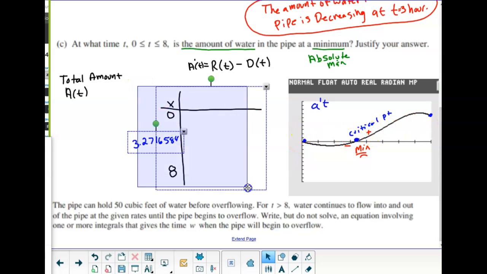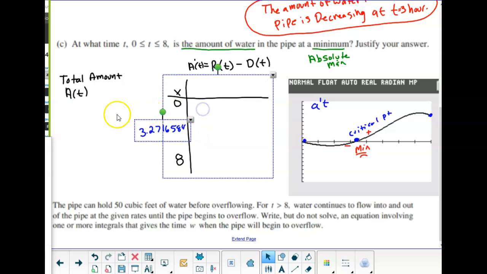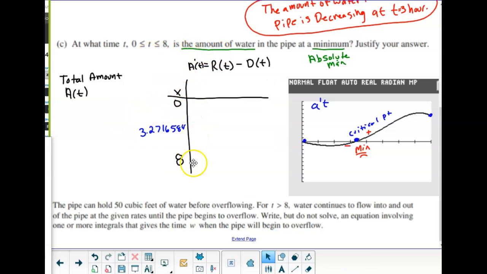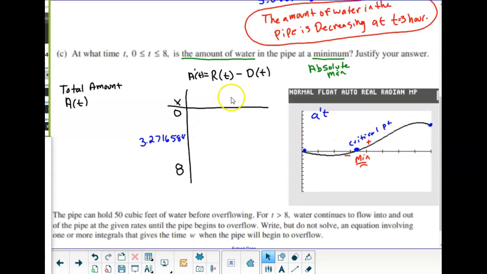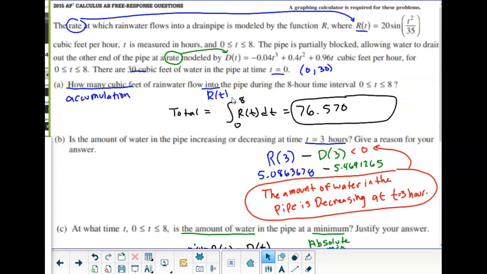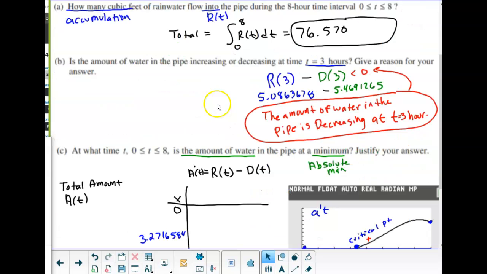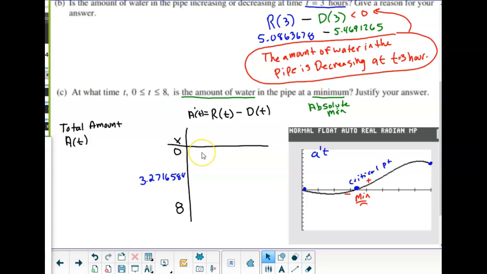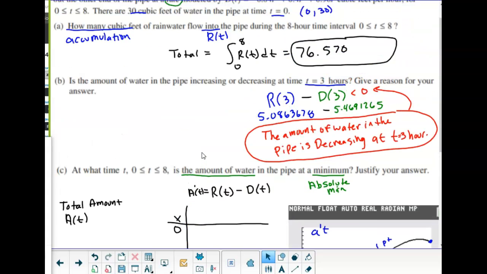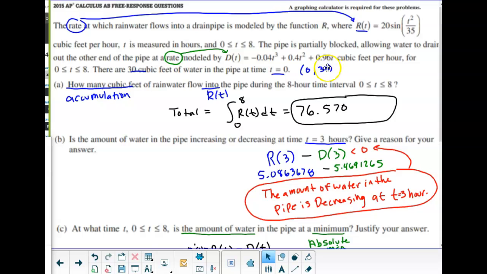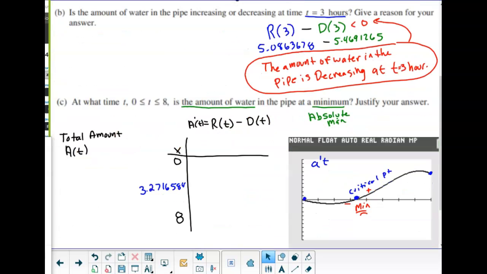And now is where we have to do the integral for all of these. Now the first one is kind of quick. How many total gallons are in, or is it gallons or liters? I can't remember. Cubic feet. How many total cubic feet are there at time 0? 30, right? So that we don't have to do a lot of.